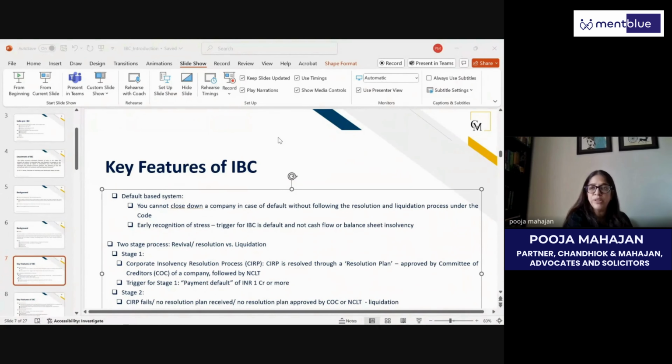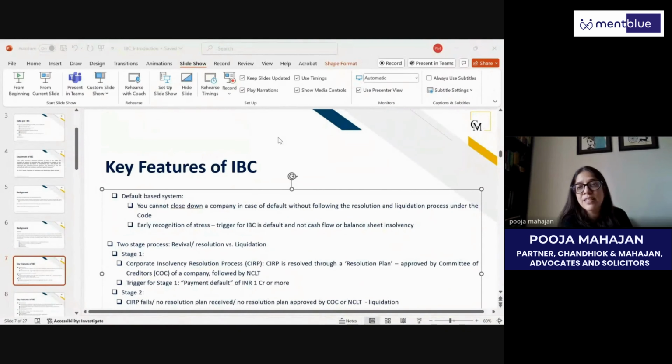And the reason for putting this default test was early recognition of stress. What we were seeing is that by the time you actually discover the balance sheet insolvency or a cash flow insolvency, it's too late. So it was decided that let's shift the trigger. Let's put the trigger to a very objective criteria of default rather than leaving it to any subjectivity. And this would also help in early recognition of a stress situation.